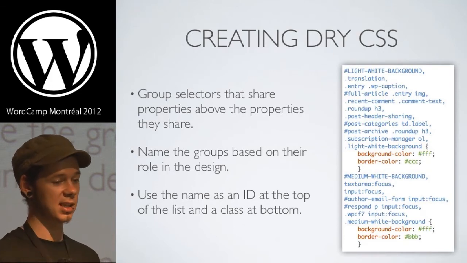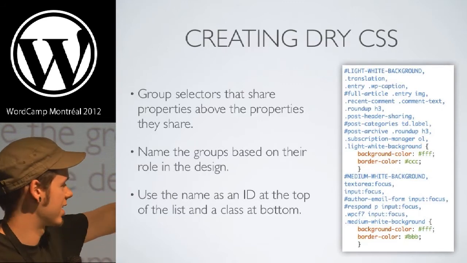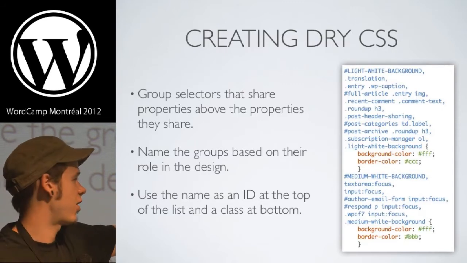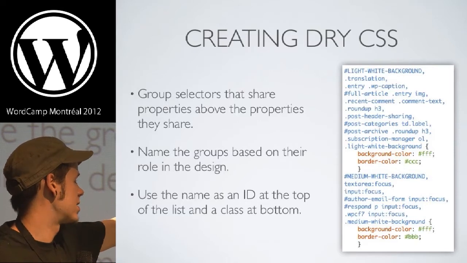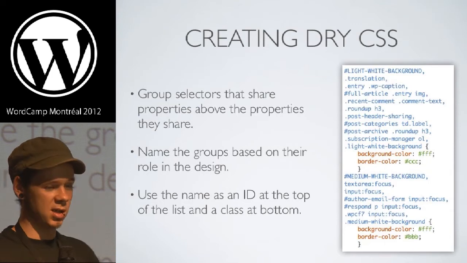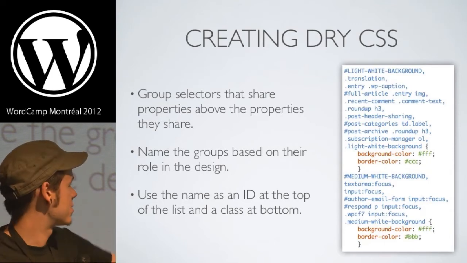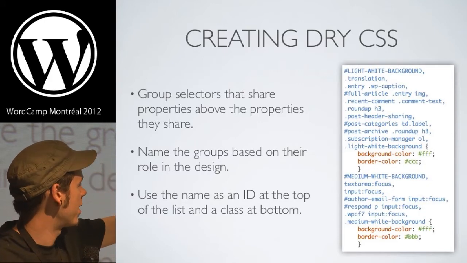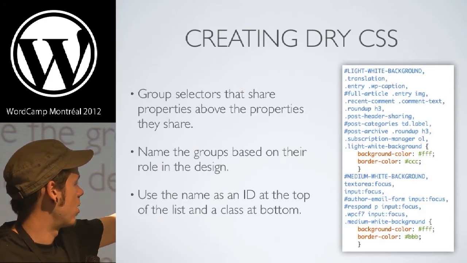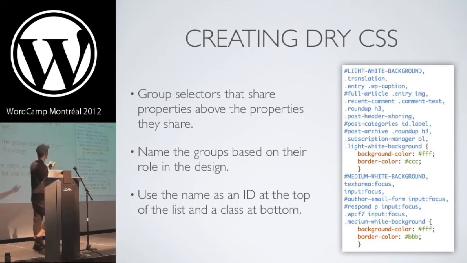What you do is you take selectors that share properties. So I found that I had a ton of things that had this background color FFF, which is white, and border color CCC, which is gray. And just each one, take the selector, put it into this big tall stack, add it with the comma, and above the thing, and then remove it from its own little section where, for example, dot subscription manager OL had its own section. Just remove that.